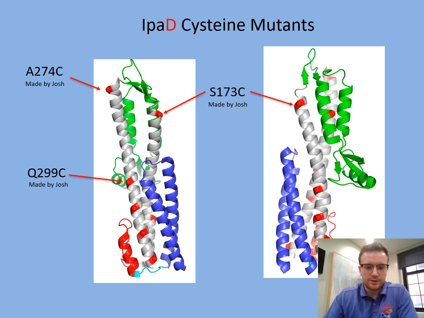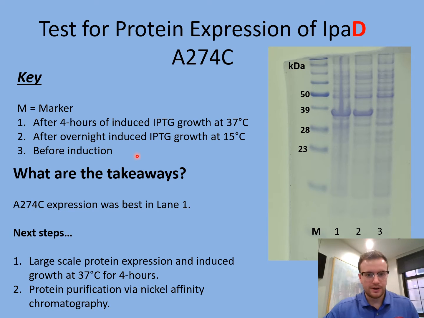All right, so we understand the process and the procedure. So here's another visual of our IpaD cysteine mutants. We got a mutation here, here, and here. In order to create our recombinant DNA, we have to grow E. coli at the most optimal range so they can produce it. And that occurred at 4 hours of induced IPTG growth at 37 degrees Celsius, and after an overnight induced IPTG growth at 15 degrees Celsius.